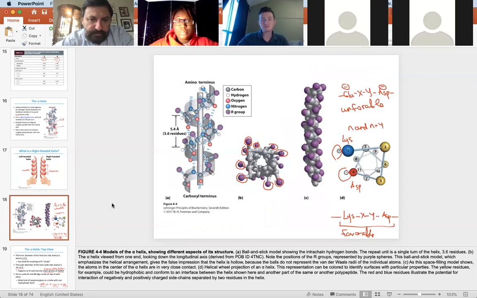So obviously, in the alpha helix, what keeps it all together is these hydrogen bonds between the NH of the amide and the CO of the carbonyl, right? They're all shown here in dashes like that. And the aliphatic groups are on the outside.